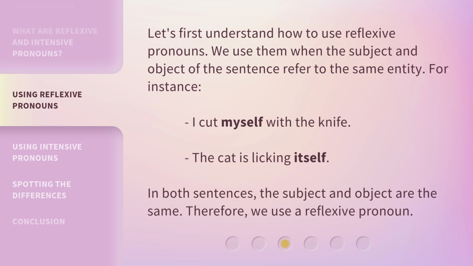Let's first understand how to use reflexive pronouns. We use them when the subject and object of the sentence refer to the same entity. For instance, I cut myself with the knife. The cat is licking itself. In both sentences, the subject and object are the same. Therefore, we use a reflexive pronoun.